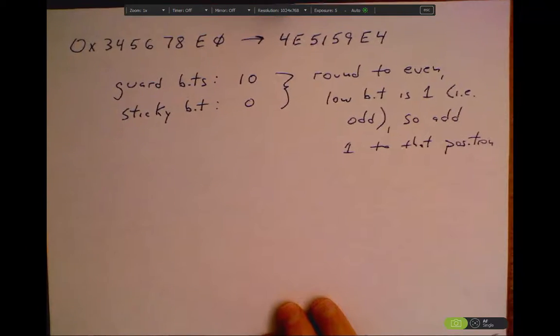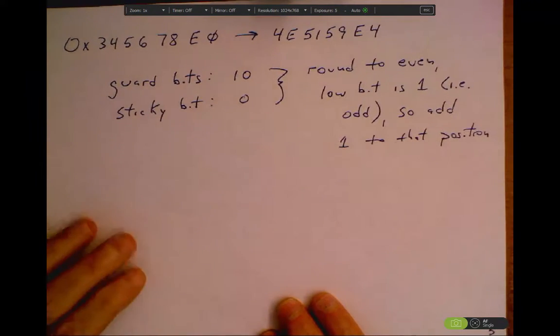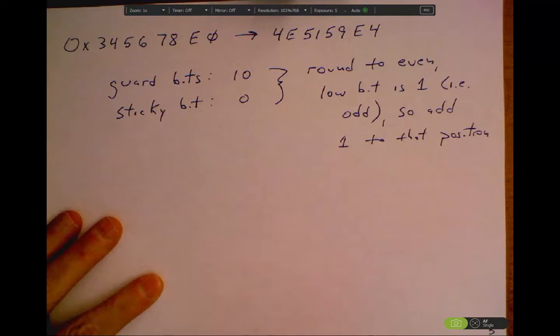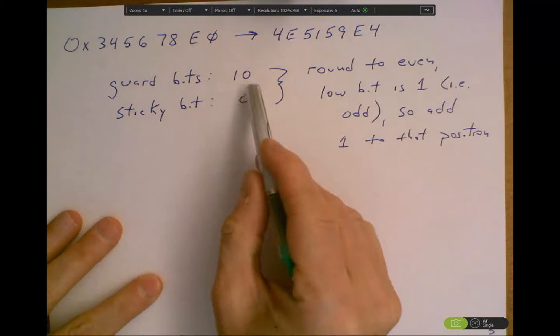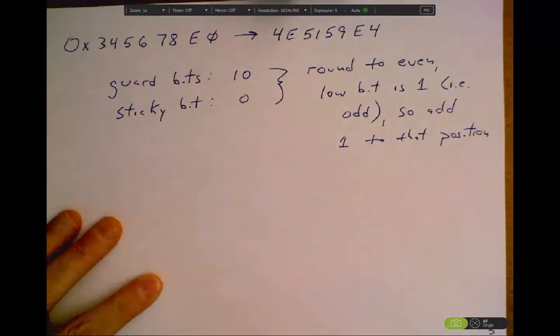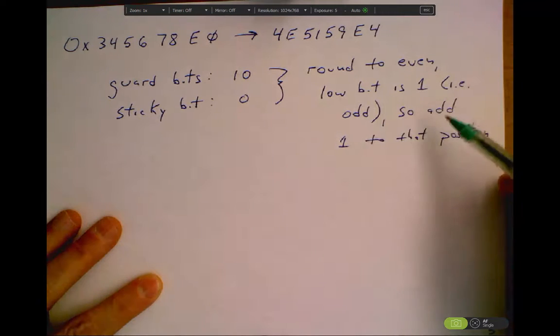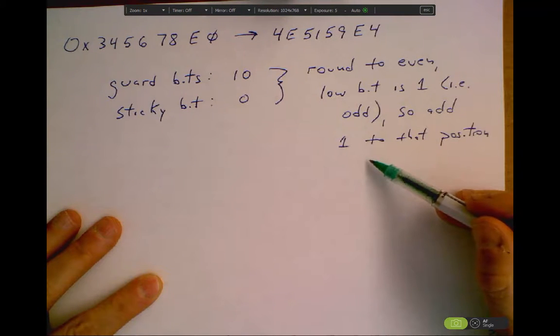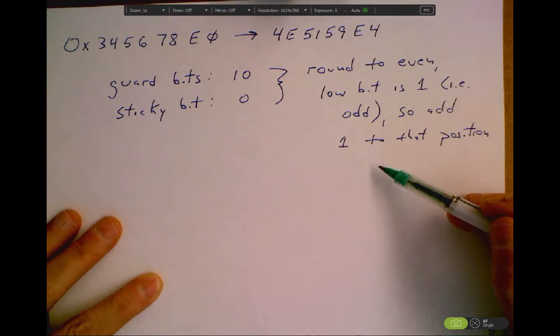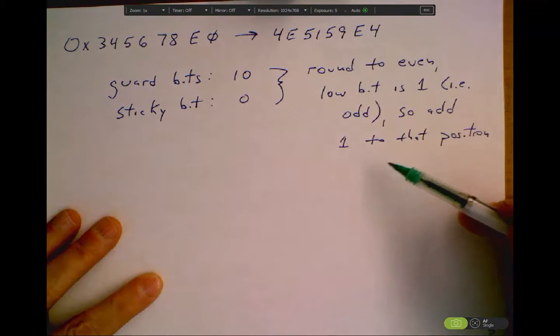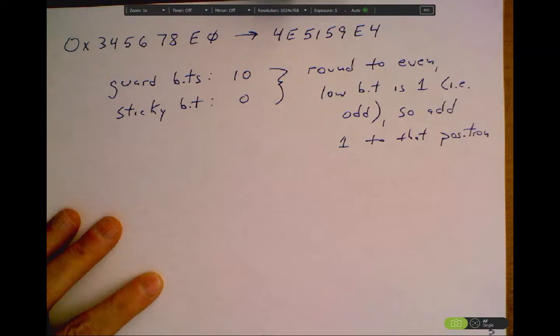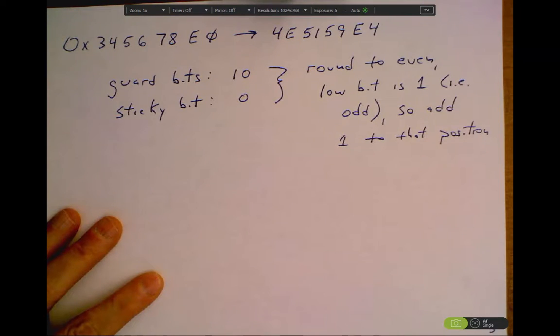This one will illustrate round to even, where you actually do need to add the 1. You end up with the guard bits of 1, 0, and sticky bit is 0. But the low bit will be a 1 this time. In other words, the number is odd, so I will go ahead and add 1 in order to get an even number after rounding. Okay, so you should work that and see how that works. Make sure you understand it.